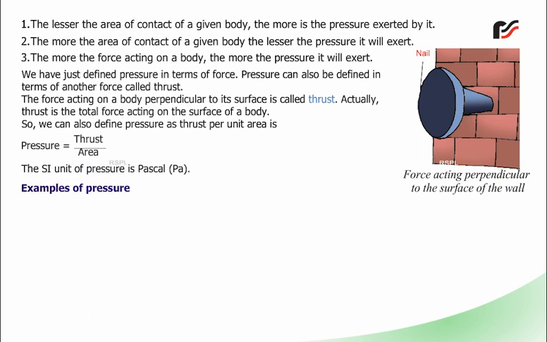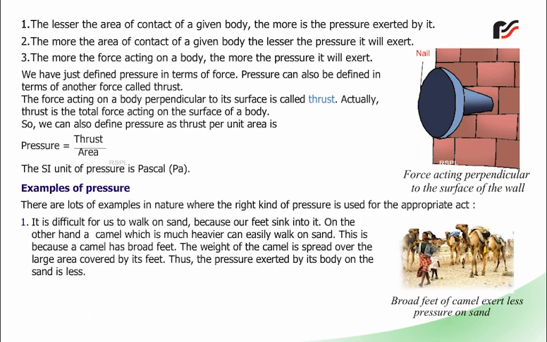Examples of pressure. There are lots of examples in nature where the right kind of pressure is used for the appropriate act. 1. It is difficult for us to walk on sand because our feet sink into it. On the other hand, a camel which is much heavier can easily walk on sand. This is because a camel has broad feet. The weight of the camel is spread over the large area covered by its feet. Thus, the pressure exerted by its body on the sand is less.